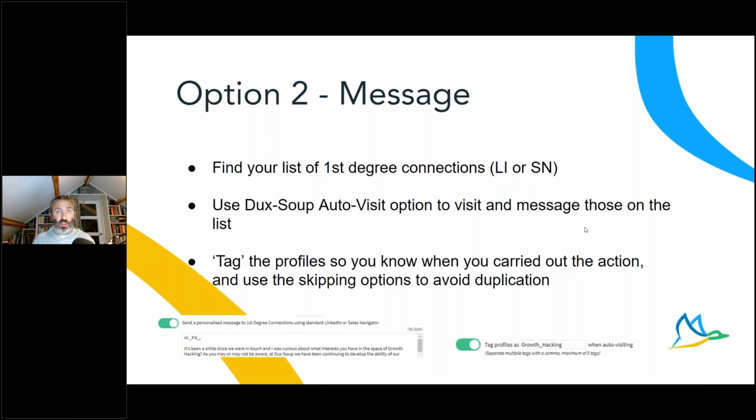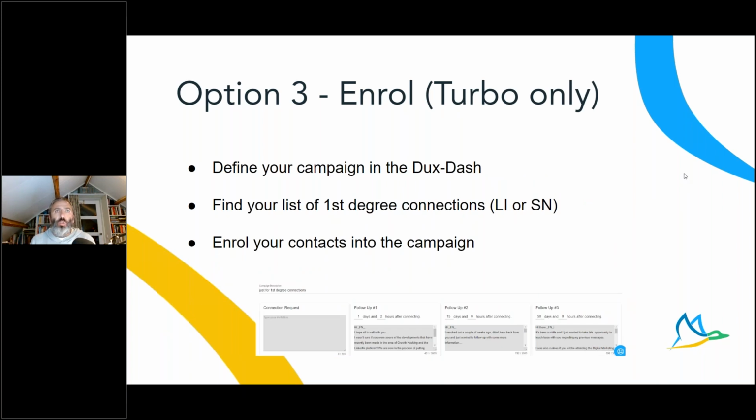Now we look at the third option. This is a Turbo only option, of course. And this is to enroll your prospects, your first degree connections, into a campaign. So you define your campaign in the Dux Dash, so you'd build a campaign, and I've got just a brief outline of one here with 3 follow-up messages there. Then you find your list of first degree connections, either in LinkedIn or Sales Navigator, of course, and then you just enroll however many people you want into that campaign. Now I've just labeled this one for example's sake, just for first degree connections.